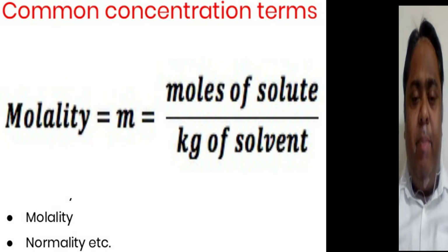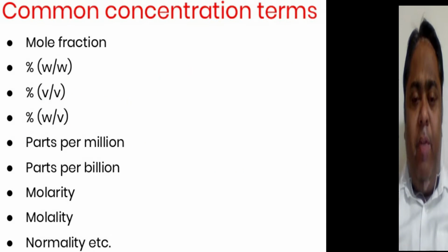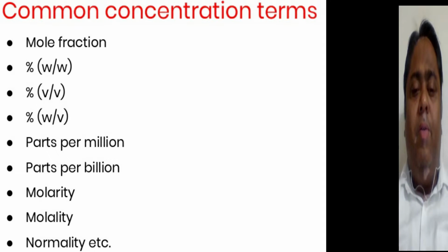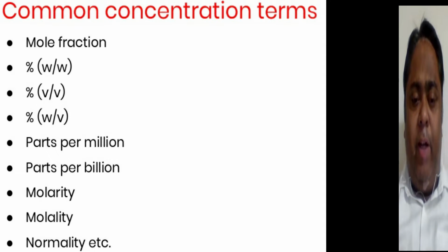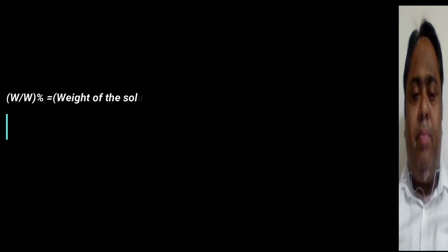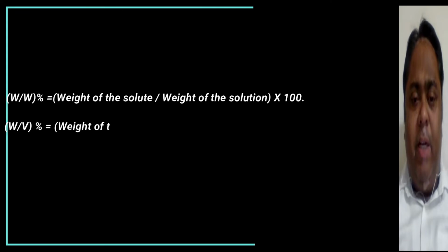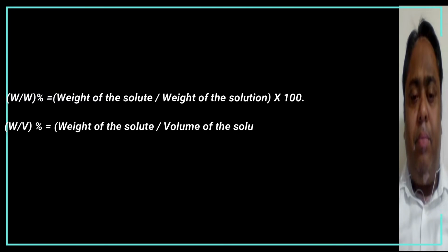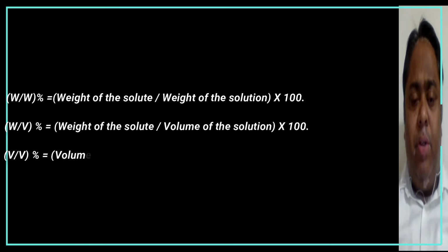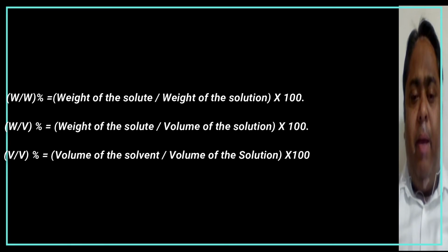Next is weight by weight percentage. If we talk about a binary solution and we know both the weights of solute and solvent, then if we divide the weight of the solute by the total weight of the solute and solvent, multiplied by 100, we will get the weight by weight percentage. Similarly, weight by volume percentage can be obtained by taking the weight of the solute and dividing it by the volume of the solvent and multiplying by 100.